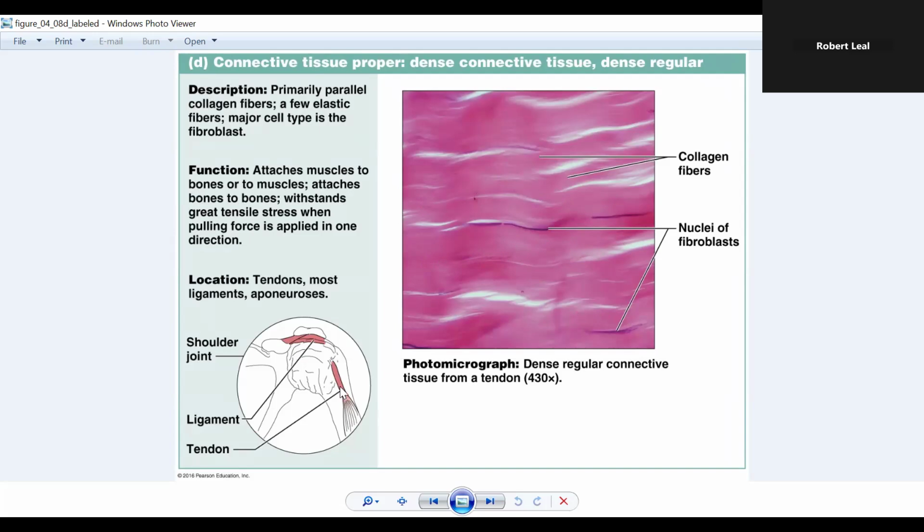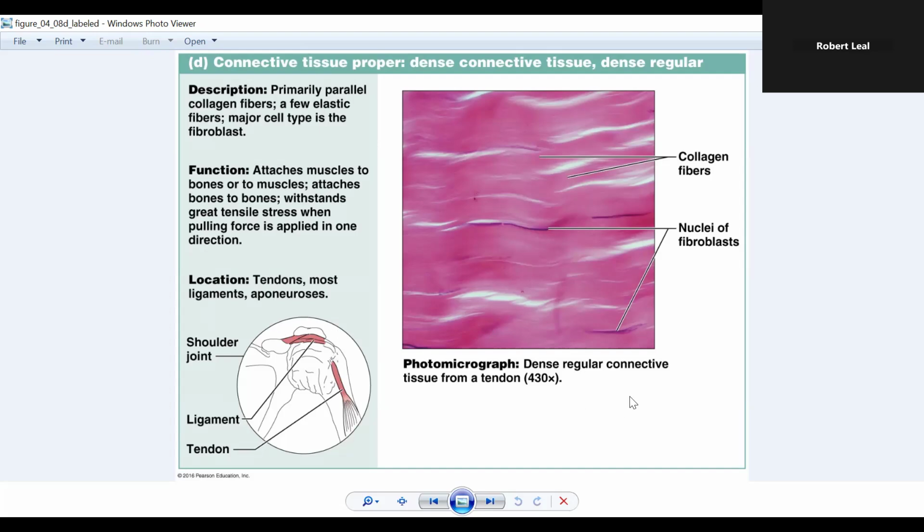So let's have a look. You find this in the tendon. So this is the tissue here that makes a tendon. Well, what's a tendon connecting? It's connecting a muscle to a bone. You'd have dense regular connective tissue. You'd also find dense regular connective tissue making up a ligament. A ligament is connecting a bone to bone.